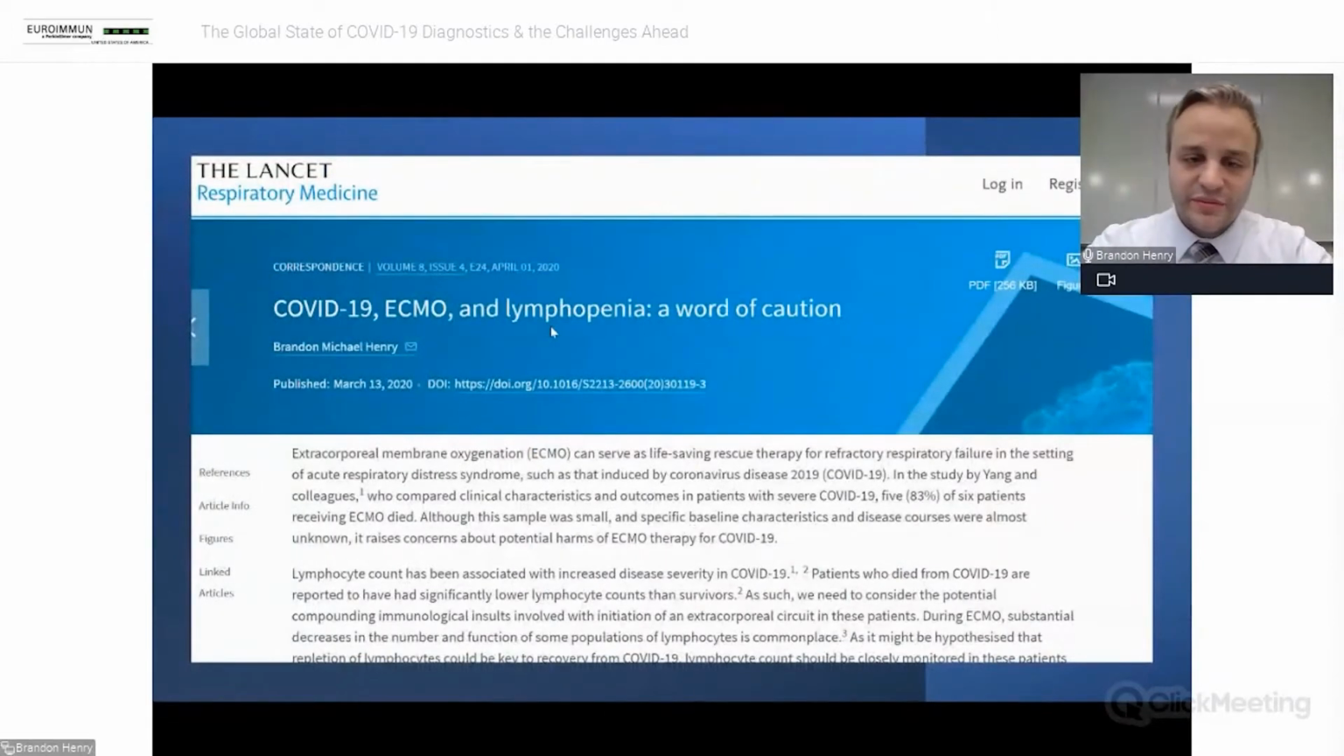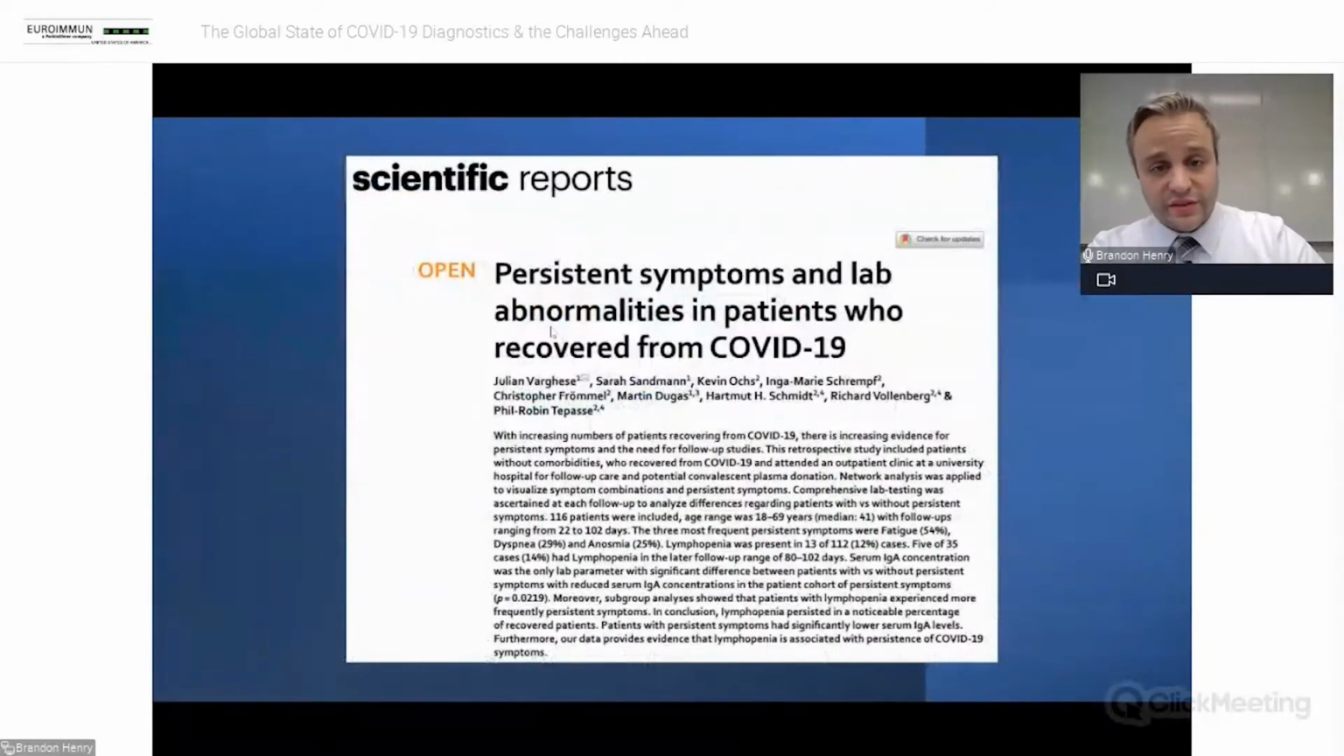I actually talked about this really early on. We see a lot of patients who develop lymphopenia in COVID-19, and recovery from lymphopenia probably is a very important factor in long-term outcome, as well as the ability to generate effective immunity. Studies looking at patients who recovered from COVID-19 have also shown that a good number, in this study, 14% of patients who recovered from COVID-19, had lymphopenia at a follow-up range of 80 to 100 days. So this type of immunosuppression can last for quite a bit of time and likely then impairs the ability to develop an effective immune response.